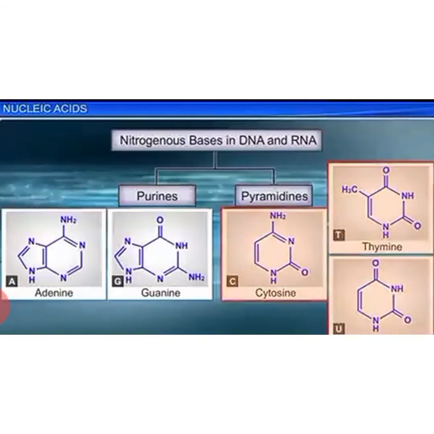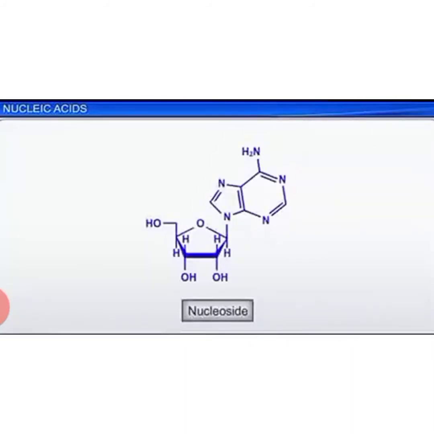A nitrogenous base attached to the C1' carbon of the sugar is called a nucleoside or a base-sugar unit. The nucleoside adenosine is shown here. Note that we number the sugar carbons in nucleosides as 1', 2', and so on as shown.